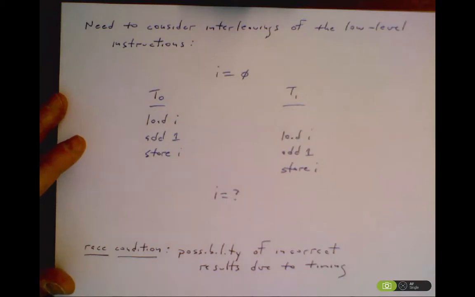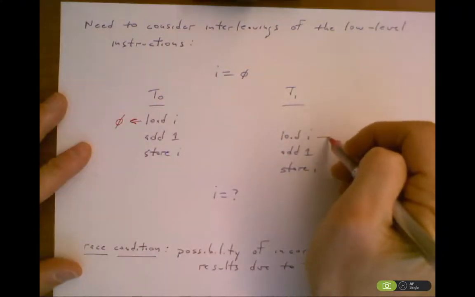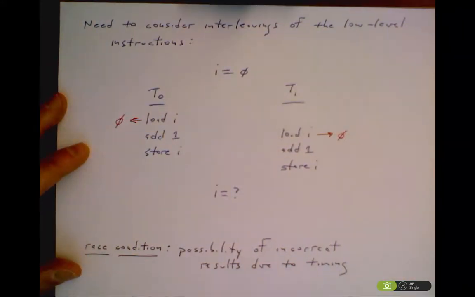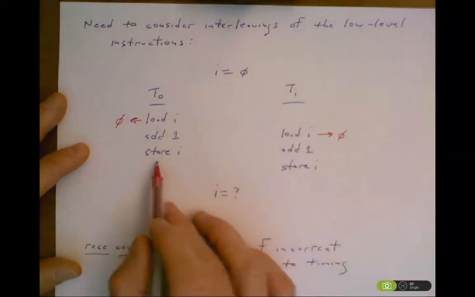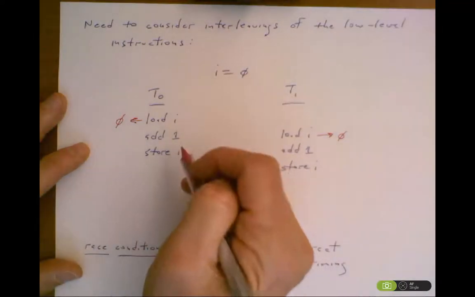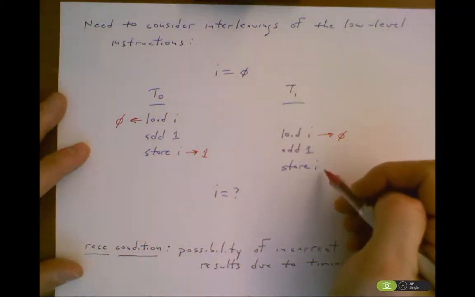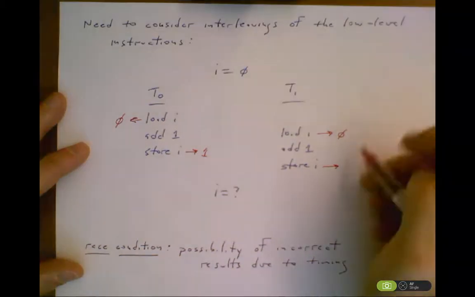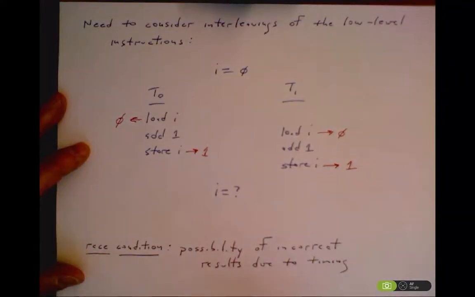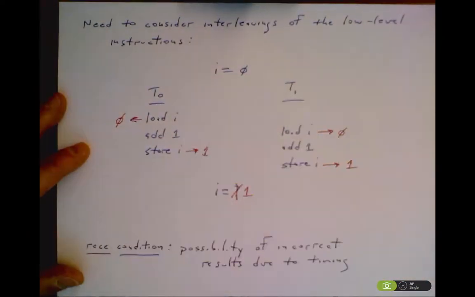Right, if we try to start to track what's going on here, this one loads I, it gets the value 0. This one loads I, it's going to get the value 0. The next time step, thread 0 does the store. It's now storing 1 into memory, the location that's implementing the variable I. And at a later time step, this one is also storing 1. So we end up with I at the end of this being 1, which seems counterintuitive.